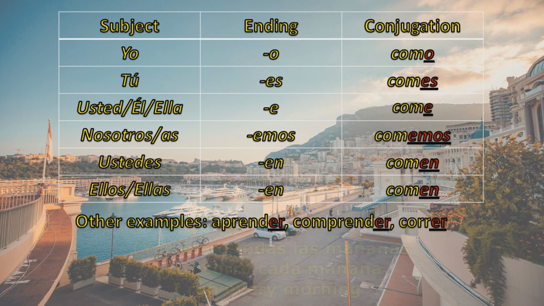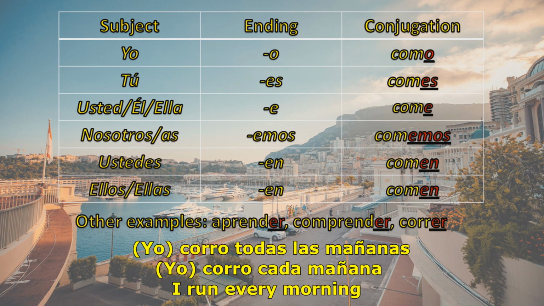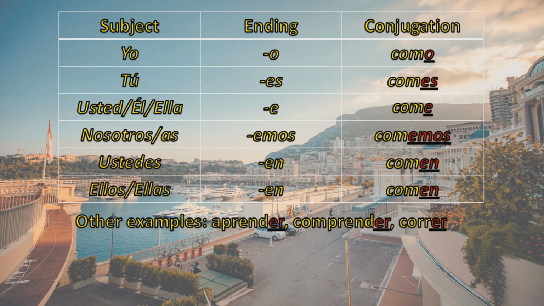I can say, for example, yo corro todas las mañanas. Or I can say, corro todas las mañanas. Because remember, I don't have to write and I don't have to say the personal pronoun. I say it if I want to be very specific.